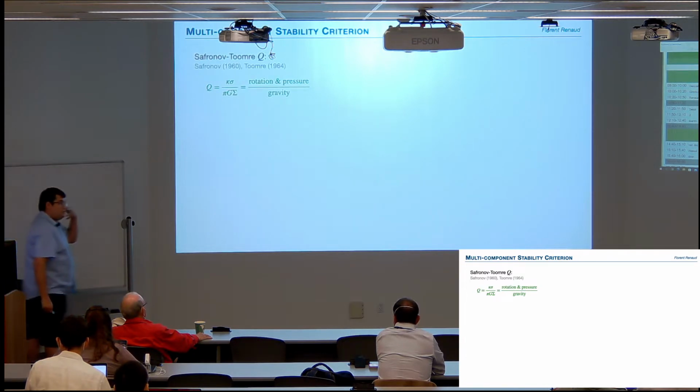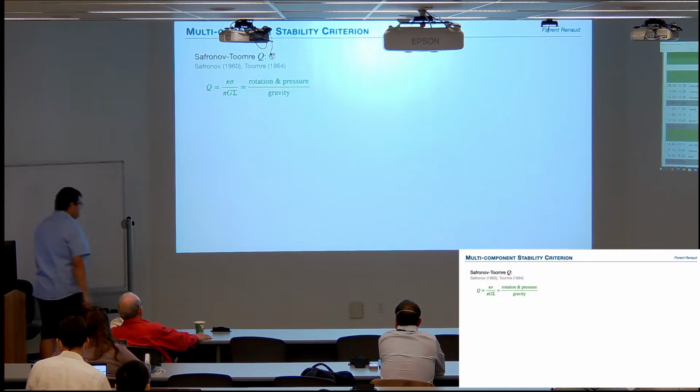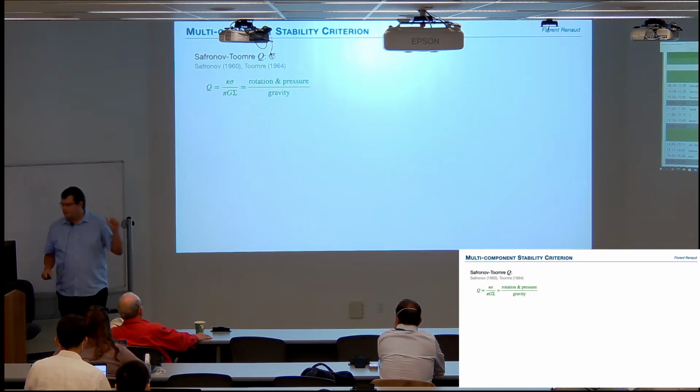So if I want to quantify that and to understand where it's coming from, I have to study the stability regime of the galaxy. First thing that would come to mind is to use the Toomre Q, so the ratio between rotation and pressure to gravity. But this formalism has a big problem. Actually, it has 3 big problems.